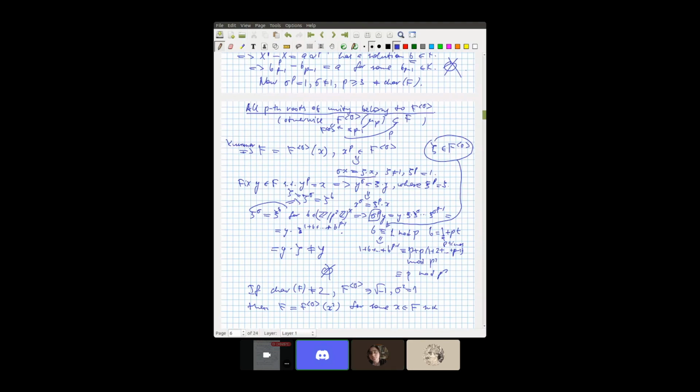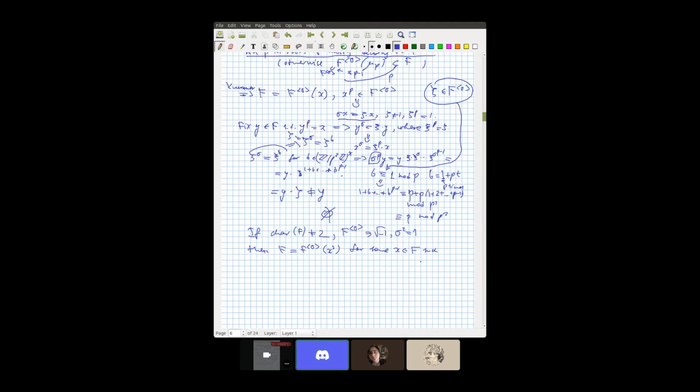Now we do the same thing as on the previous step, but for p equals 2. You see? So for some x such that, again, it is a Kummer extension. So x to the fourth is fixed by sigma.